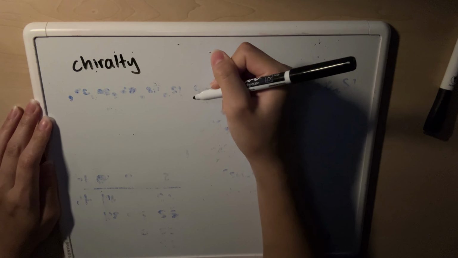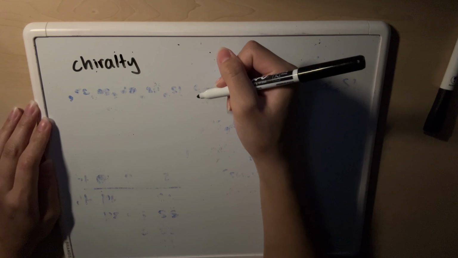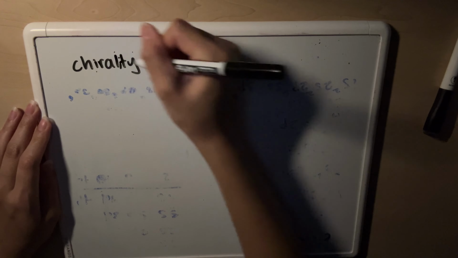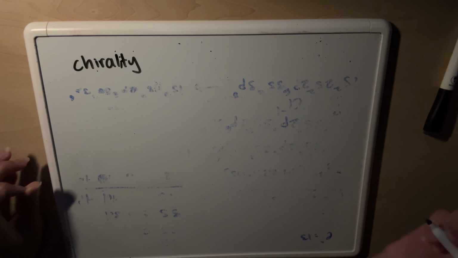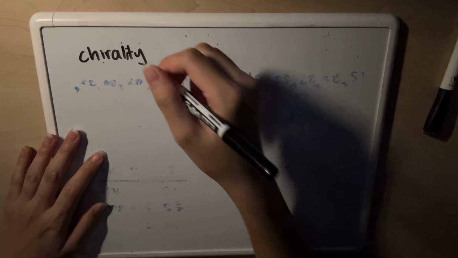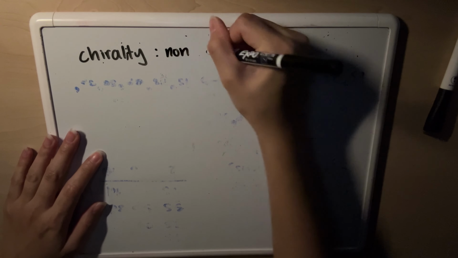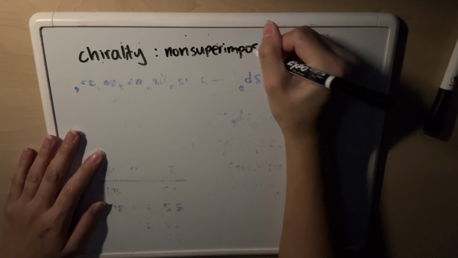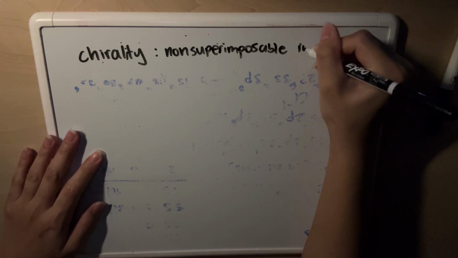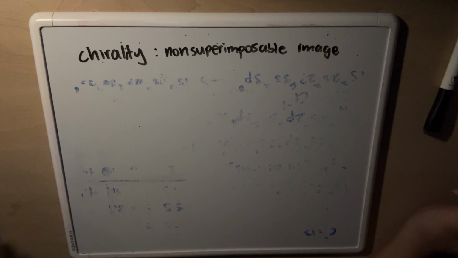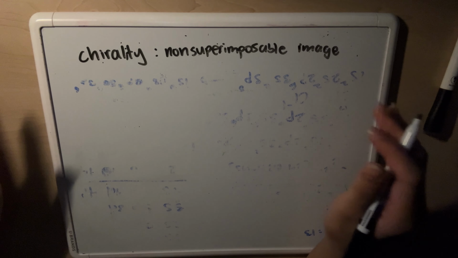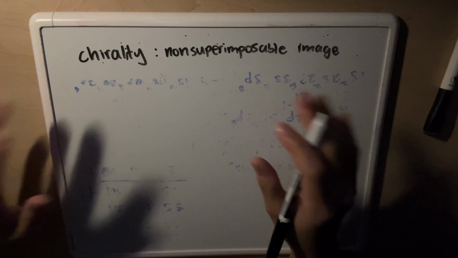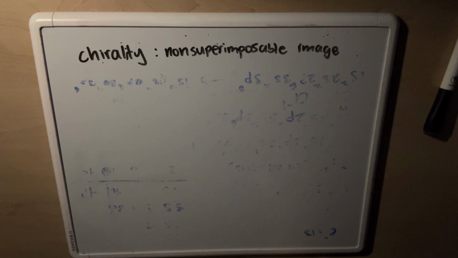Did I spell that right? I'm kind of dyslexic. I spelled it wrong actually. That's why I'm not an English major. Non superimposable image. Okay, did I spell superimposable correctly though? Oh, I did.